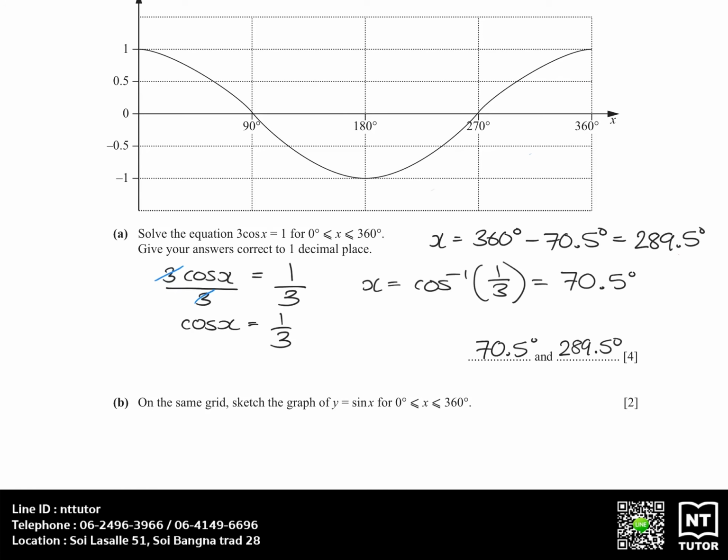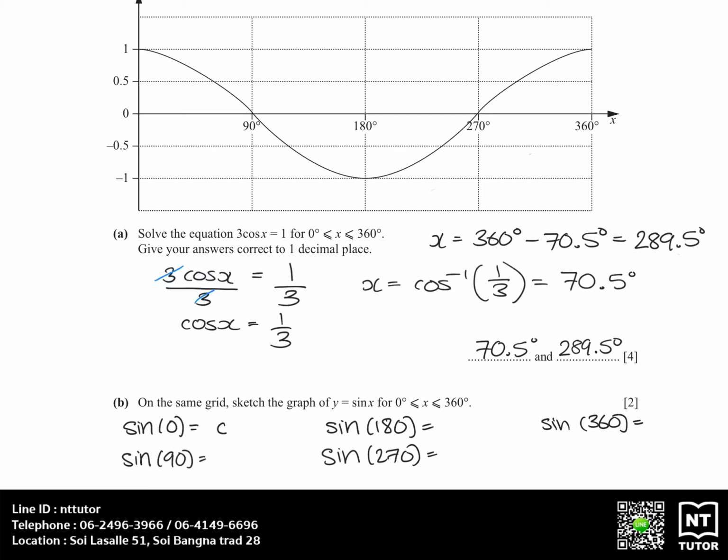B. On the same grid, sketch the graph of y equals sine x for x from 0 to 360. You should roughly remember what the sine and the cos graph looks like. However, if you don't, you can always substitute in the coordinates and then plot them manually. For example, just substitute in the main coordinates like 0, 90, 180, 270, and 360, and then join the dots or join the coordinates with a smooth curve.